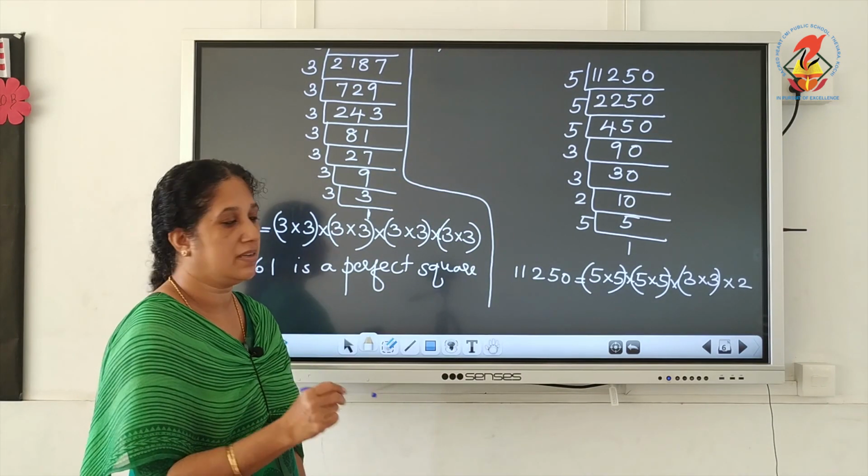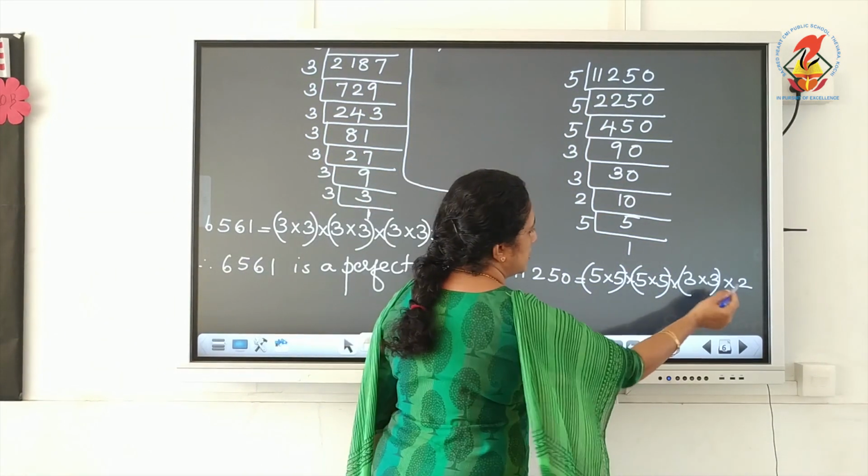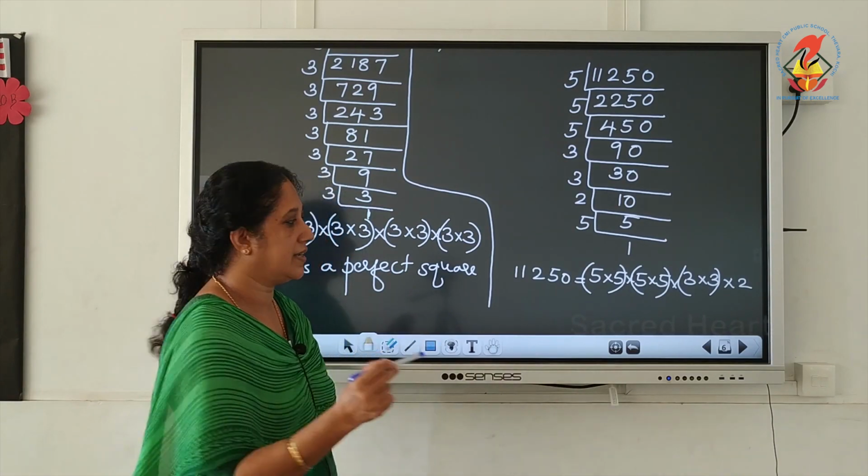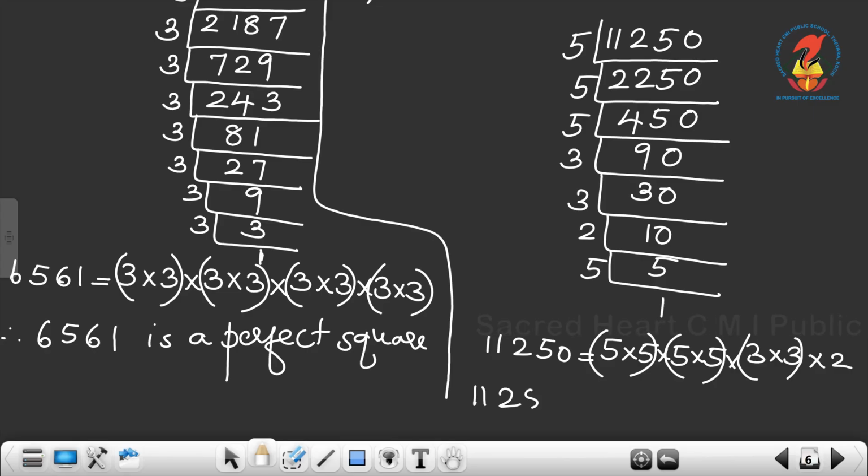So, what we can say is that 11,250 is not a perfect square number. And what is the reason? Here the prime factor 2 is left unpaired, and therefore 11,250 is not a perfect square.